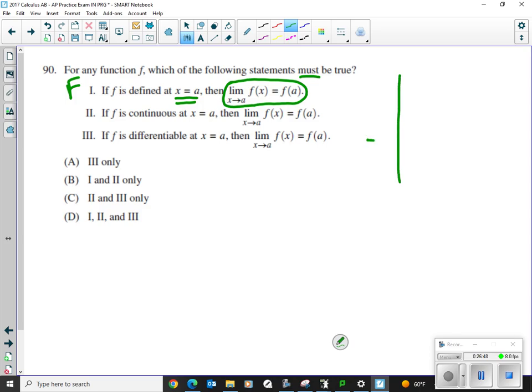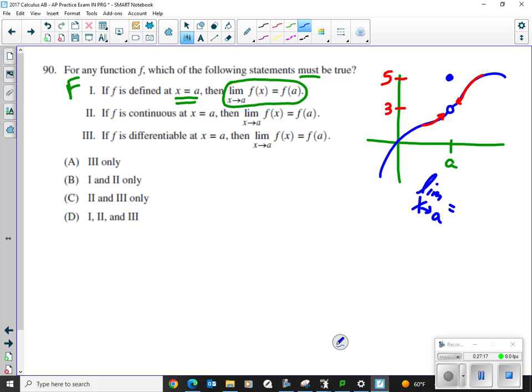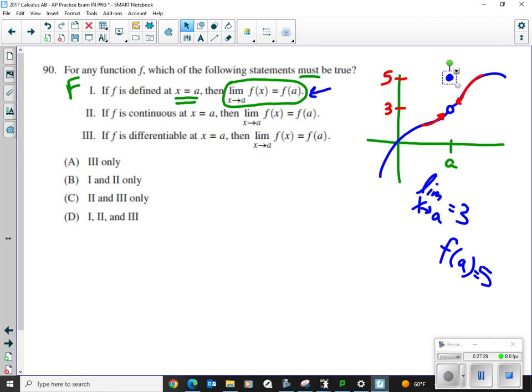Meaning, here's where x equals a, right there. And I have this line, okay, and it goes like this. But what if I have a hole here? Okay, the limit as I approach this, I'm just going to pick some number. Maybe it's 3. Okay? But the actual coordinate is removed, and it's right there. So the limit as x approaches a, well, that's 3. But f of a is 5. Okay? So this isn't an absolute have to be true. It is definitely not an absolute have to be true thing.